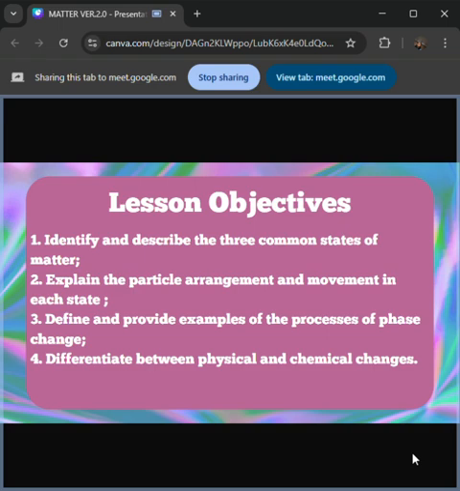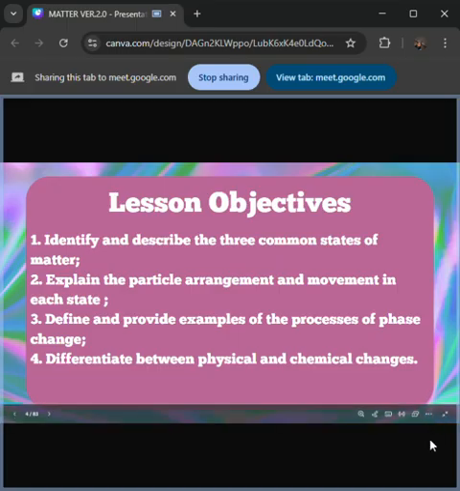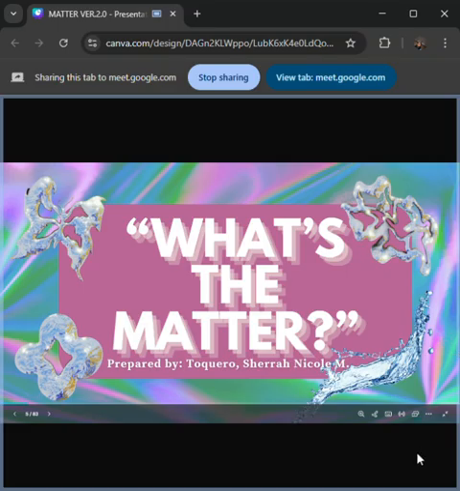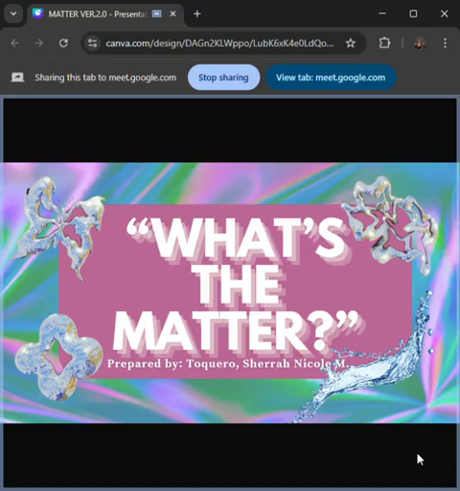Next up is to define and provide examples of the processes of phase change. Next up is to differentiate between physical and chemical changes. So are you with me so far? Okay, so next up, now that we know what our objective is for today, let us now find a way on how we can achieve those.